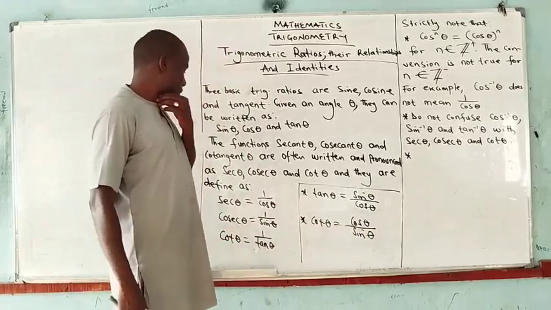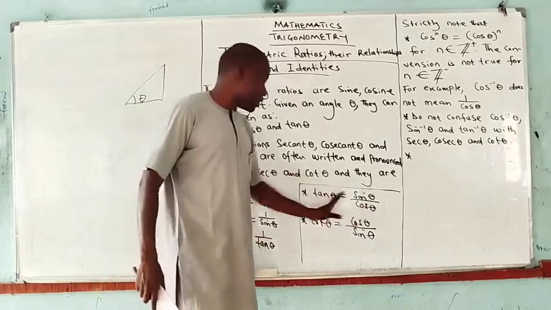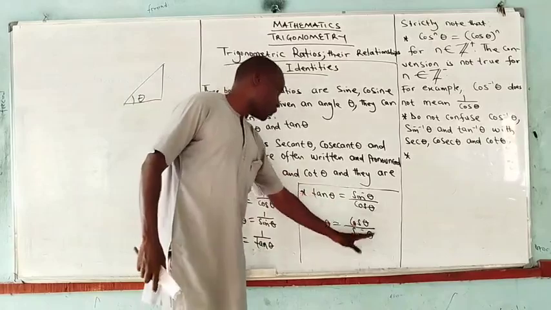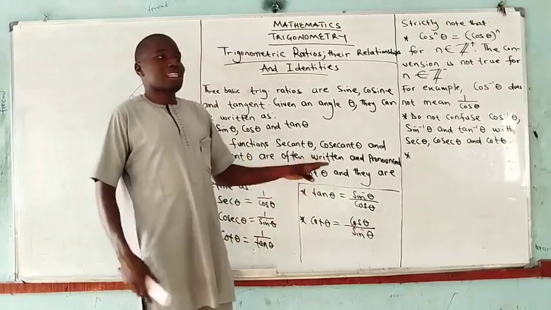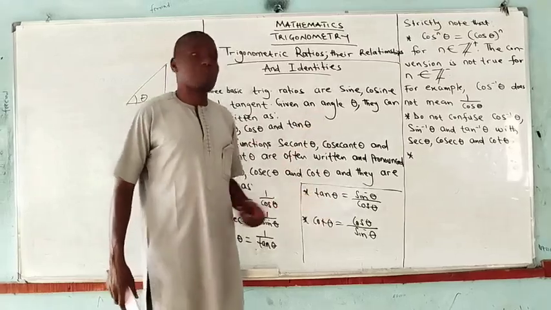So as we move forward, sine divided by cos gives tan, and cos divided by sine gives cot. Now the mathematical use: when you are proving identities, we will be making use of some of this.